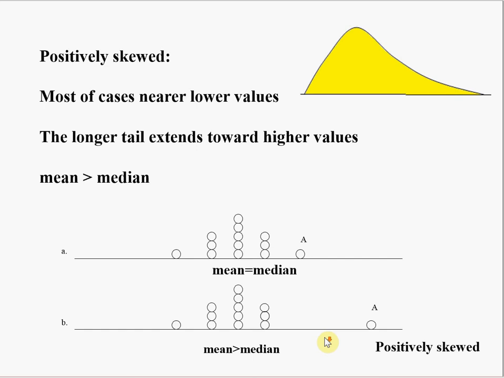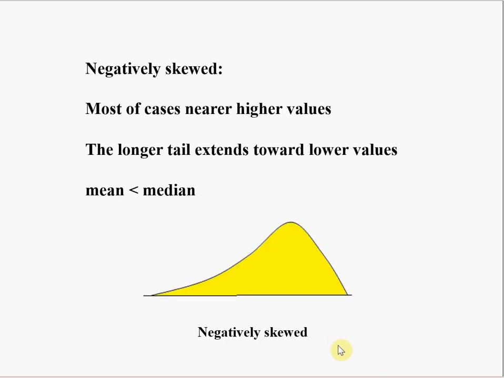In contrast, when you have a data set that has this shape, you have a few extremely small values that drag this tail toward the smaller value direction. That is an indication that you have a few very small outliers, and a longer tail extends toward the left, toward the lower value direction. When that happens, the mean is smaller than the median.